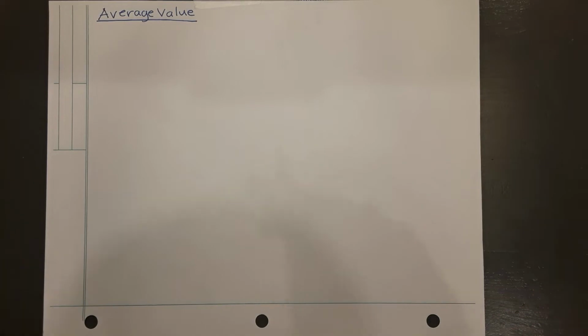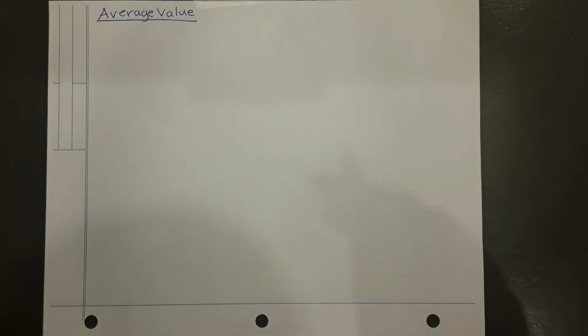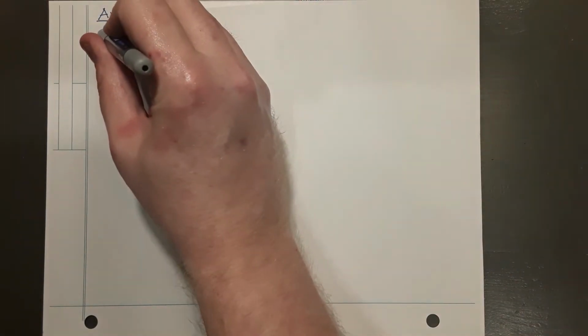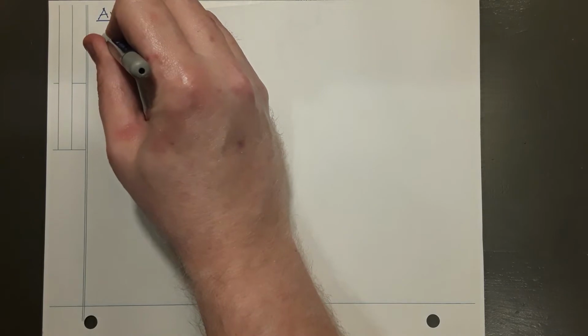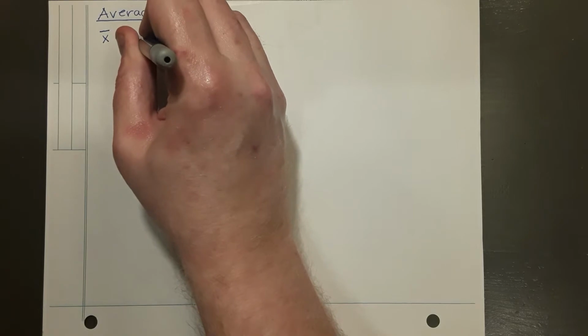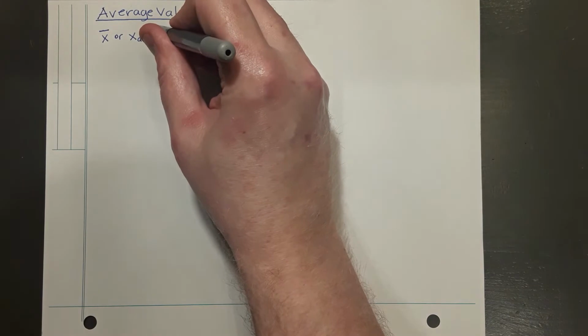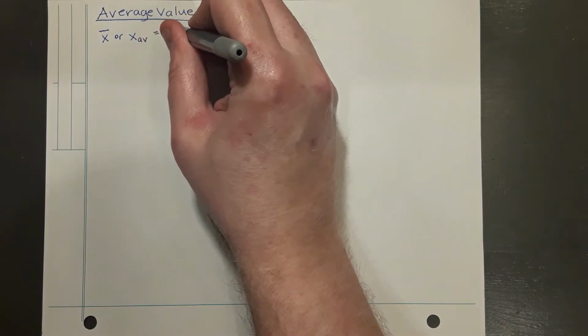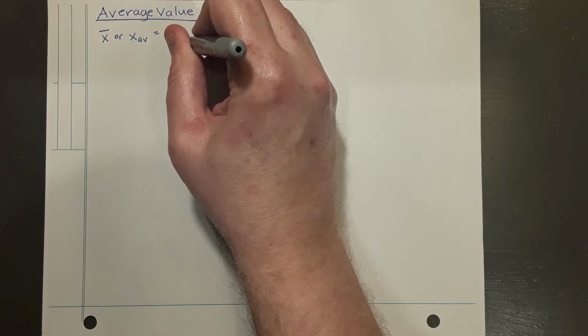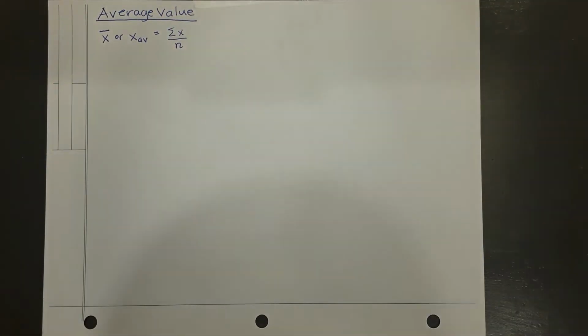Many people are familiar with the concept of an average value, typically relating to a set of discrete data, such that if you had a set of x values and you wanted to find the average x value, using a symbol very similar to the concept of centroid or center of mass, the average value is defined as the sum of all of the numbers in your data set divided by the number of data points in that data set.